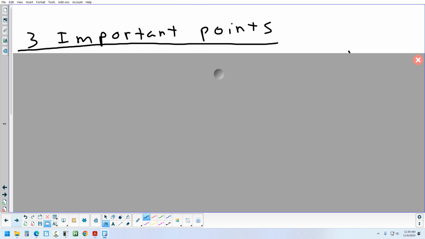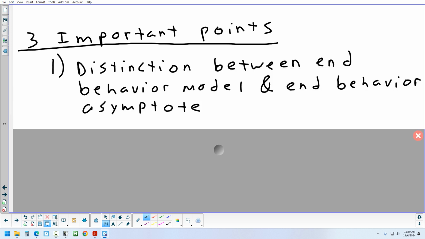Okay, so now let's talk a little bit about the difference between the EBM and the EBA. They're not the same thing. First of all, the EBM applies to the kind of problems we're doing today, and it applies to what we learned yesterday. The EBA only applies to today. There is no such thing as an EBA in any of the problems we did yesterday. Instead of an EBA, you had a horizontal asymptote. You cannot have both.